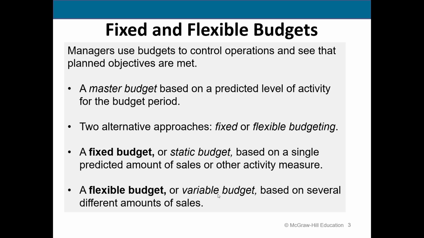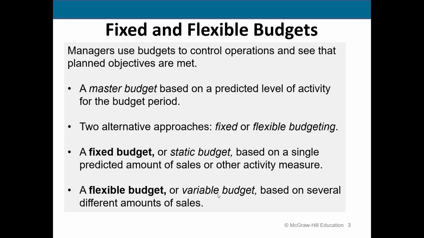Managers use budgets to control their operations and make sure their planned objectives are met. Budget reports compare budgeted results to actual results. A master budget is based on a predicted level of activity, such as sales volume, for the budget period. In preparing a master budget, two alternative approaches can be used: a fixed budget or a flexible budget.